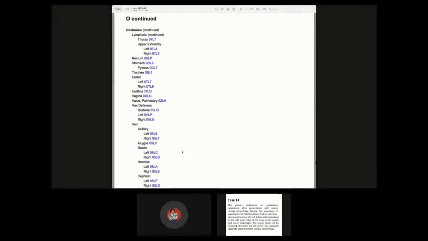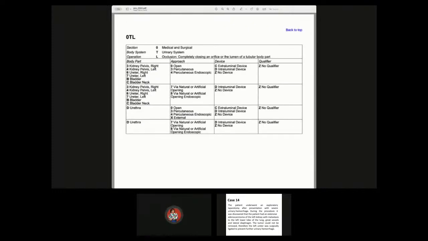It was on the left side. So that's table 0TL with the body part of 7 for left ureter. The first thing that you should notice, ureter is in the first row and the second row. As a reminder, per the rules, we have to build our code going across.